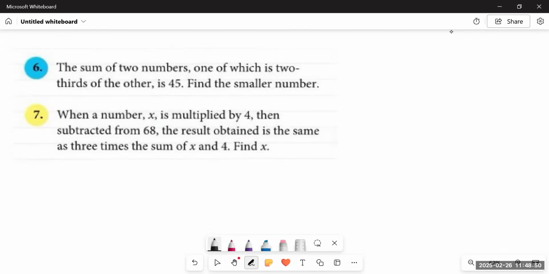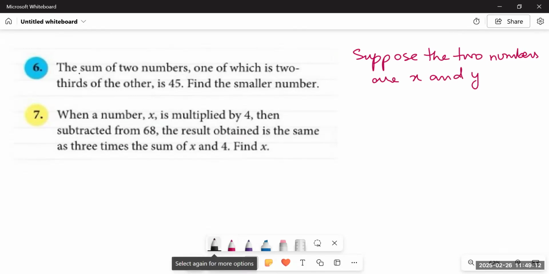So if they're saying the sum of two numbers, and the numbers are not given, then let us say the two numbers are x and y. Then even before going forward, we can say that the sum of the two numbers would be x plus y, one of which is 2/3 of the other. This is a parenthesis used over here. You can say that commas are giving us some extra information about the two numbers, but their sum is 45.